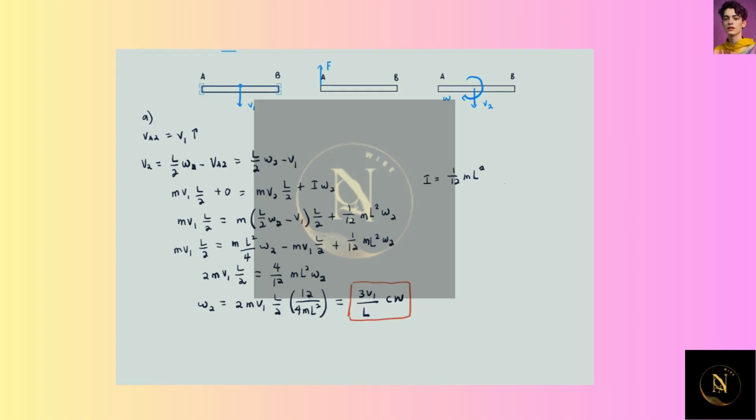Now, solving for V2, since we now have omega 2, V2 is equal to, from the equation earlier, L/2 omega 2 minus V1. So this would be L/2 times 3V1 over L minus V1. So this would cancel out. So that's 3 halves V1 minus V1. So that would be equal to 1/2 V1, directed downward.